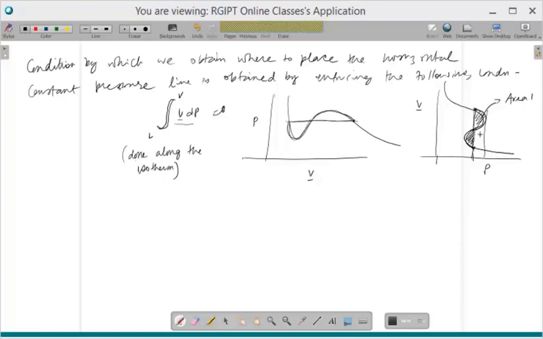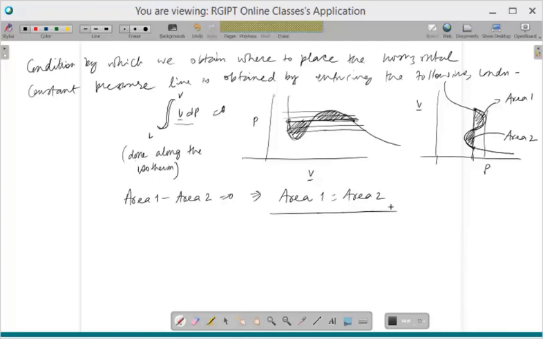This is area 1, and this is area 2. So that tells me that area 1 minus area 2 should be equal to 0, and that gives me the condition of where to place this horizontal line. I have several possibilities, but only one will be chosen so that this area becomes equal to this area. So area 1 equals area 2.